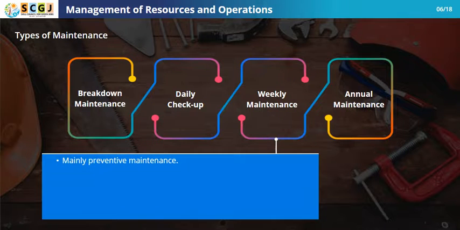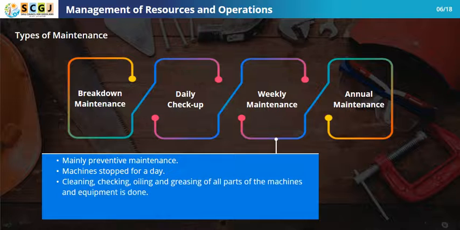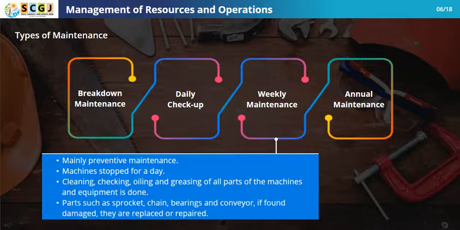Weekly maintenance is mainly preventive maintenance. The machines are stopped on a particular day of the week for weekly maintenance, preferably on Sundays. Thorough cleaning, checking, oiling, and greasing of all parts of the machines and equipment is done. If any parts such as sprocket, chain, bearings, and conveyor are found damaged, they should be replaced or repaired.